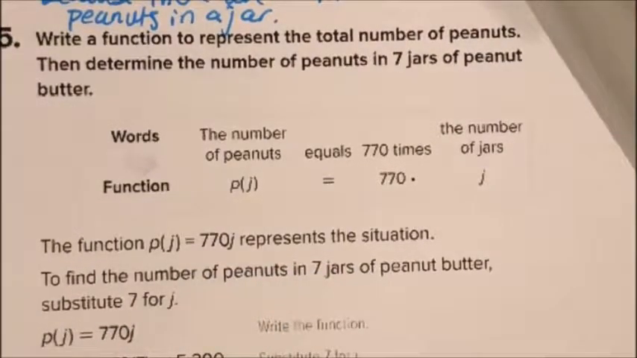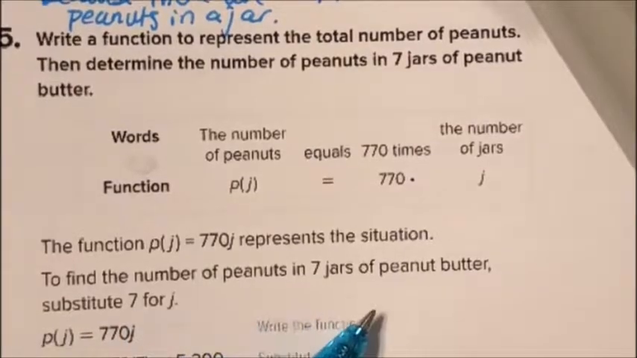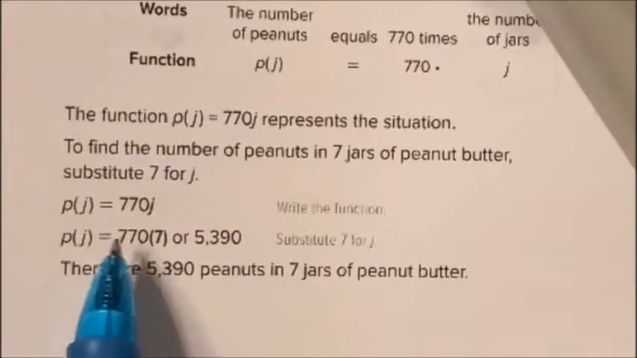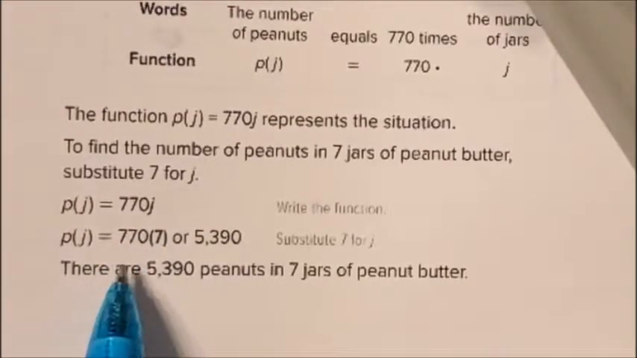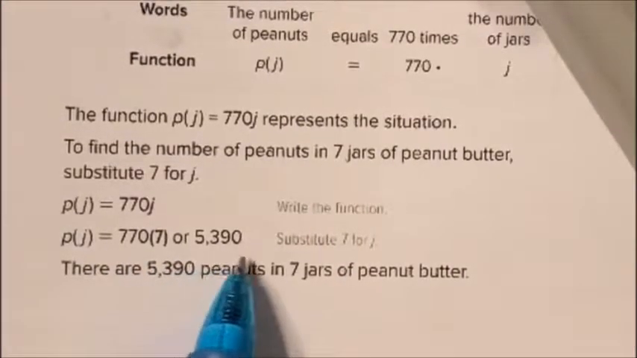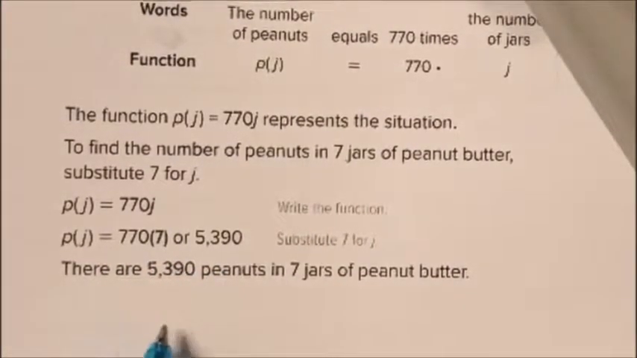So that's the equation. To find the number of peanuts in 7 jars, I substitute 7 for J. P of J equals 770J, so I do 770 times 7, or 5,390. So there are 5,390 peanuts in 7 jars of peanut butter.